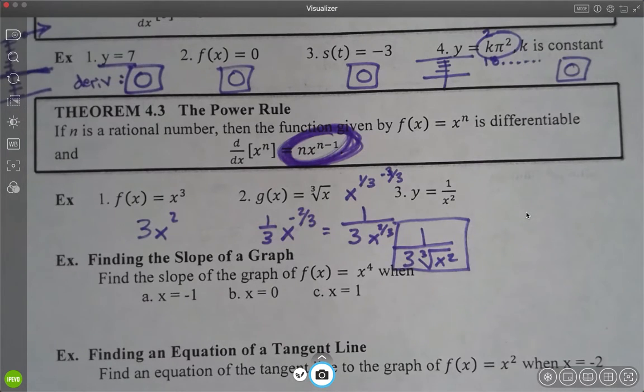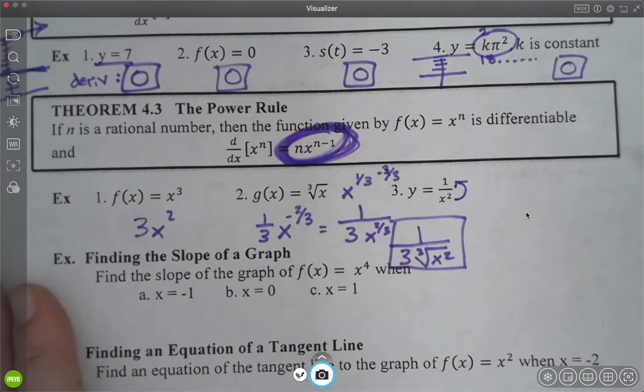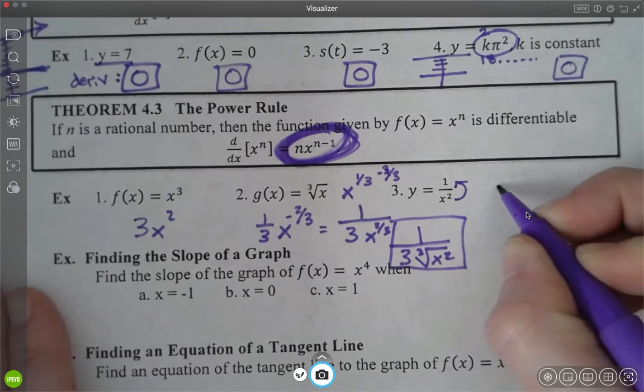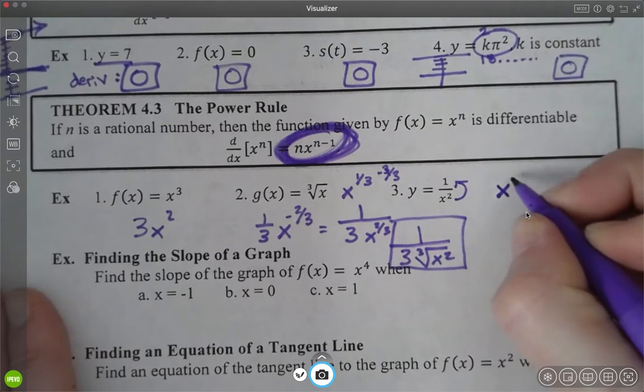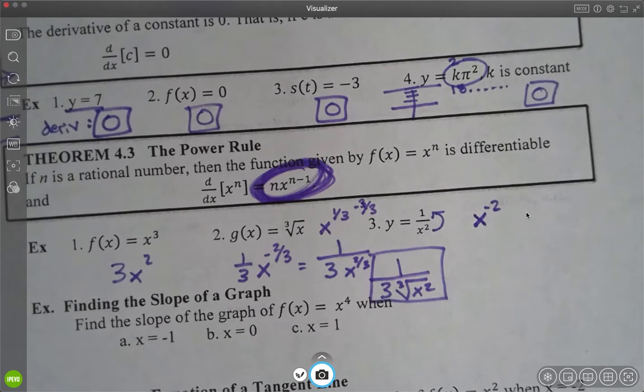Move it to the top. So when he comes to the top, he will be what? Yeah, x to the -2. Now, same rules apply as before. Now I just do the same thing.